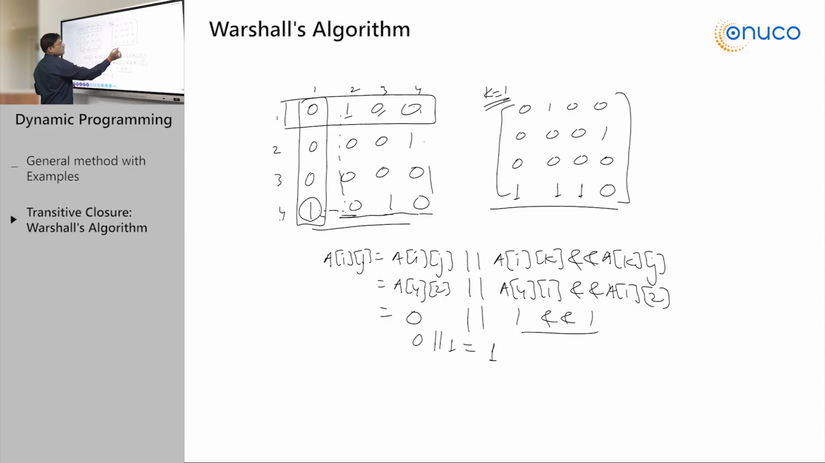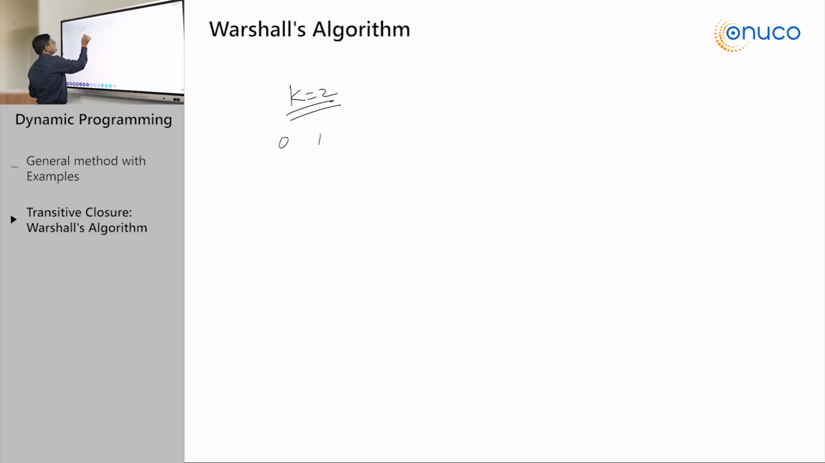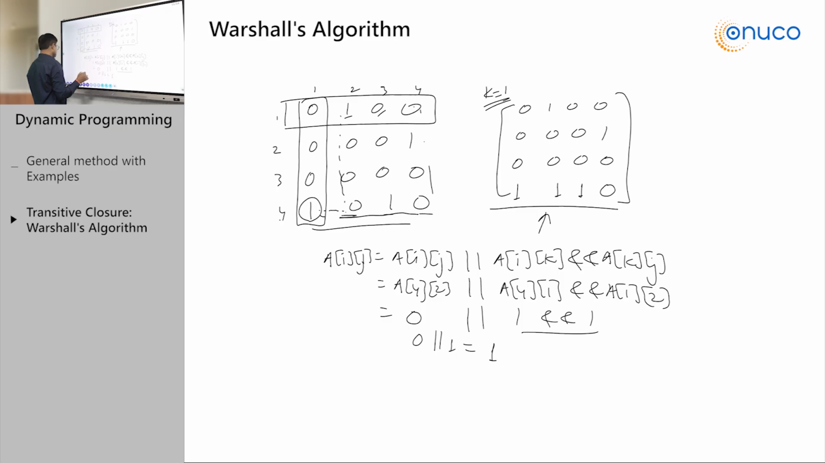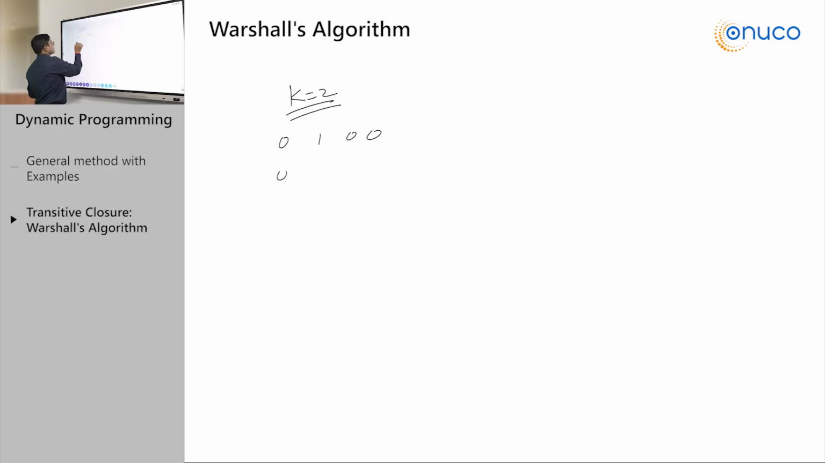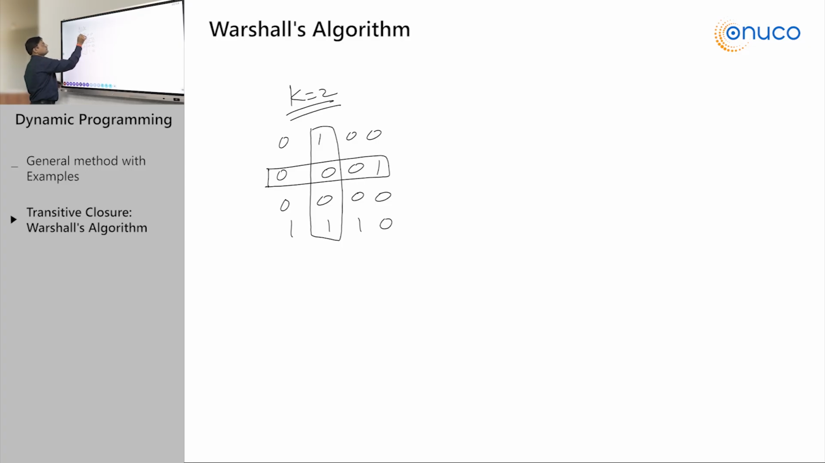We forget about this. We are focused only on the current outcomes, the previous iteration's outcomes. So it is 0 1 0 0, 0 1 0 0. Now we can go a little faster, since we have already understood that concept. 0 0 1, all 0. If k is equal to 2, the second row and second column are selected.